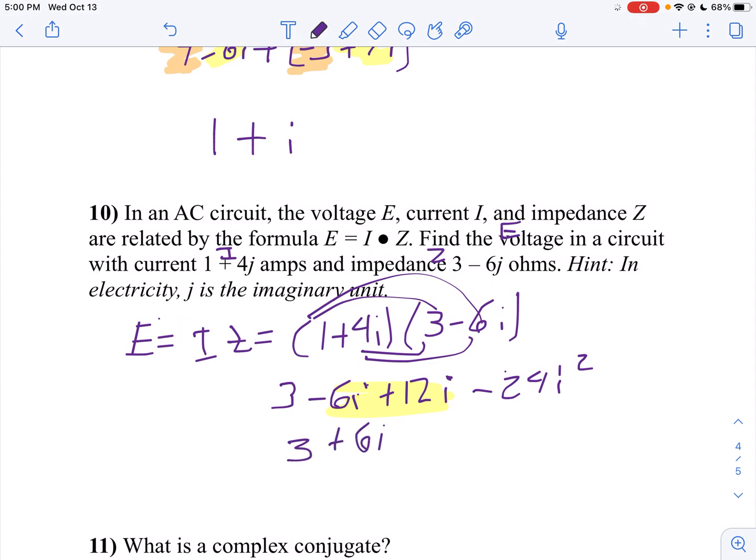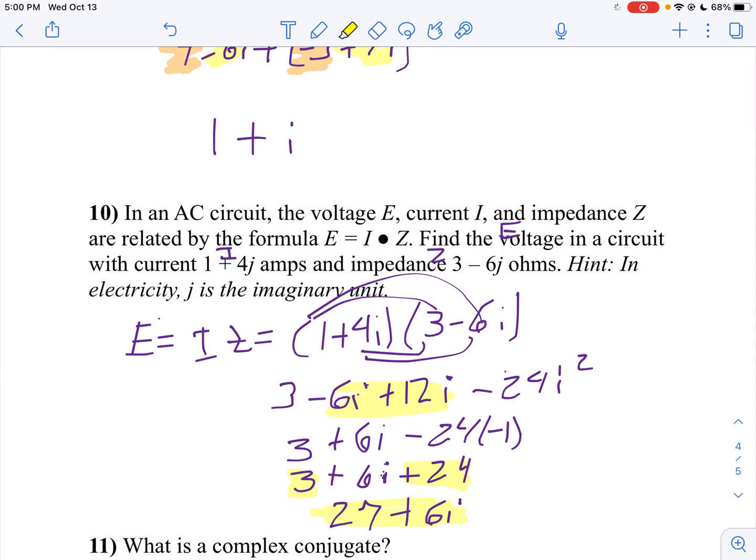Now remember, i squared is negative 1. So I have negative 24 times negative 1, or just 24. So I got 3 plus 6i plus 24. Combine your like terms. 3 and 24, that's 27. So you get 27 plus 6i. And there is your solution.